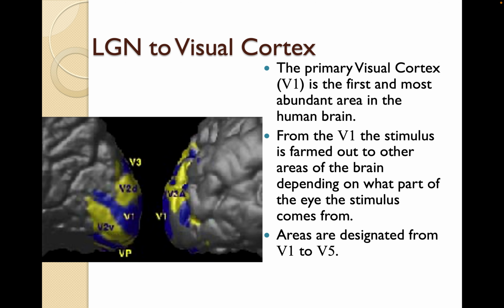The primary visual cortex, the V1, is the first and most abundant area in the human brain. And that's it right there, the V1. From the V1, the stimulus is farmed out to other areas of the brain, depending on what part of the eye the stimulus comes from. Areas are designated from V1 to V5.